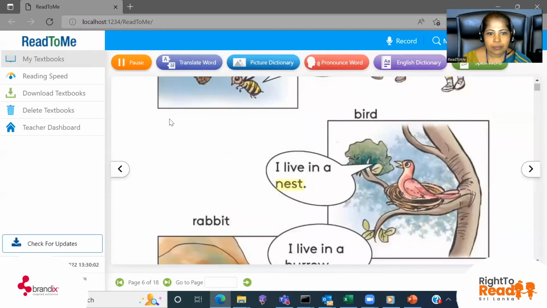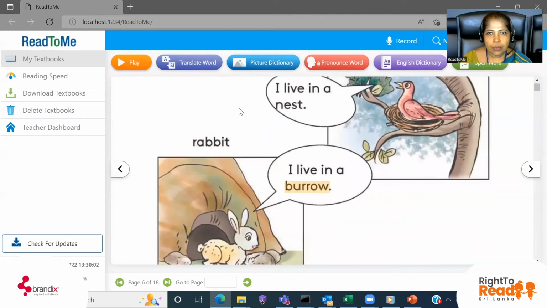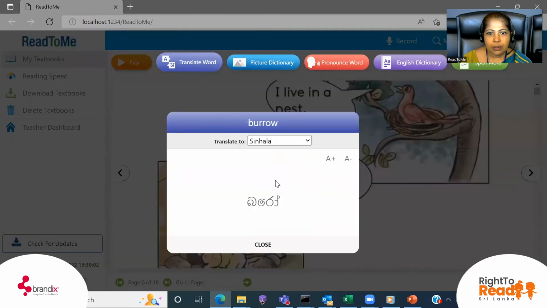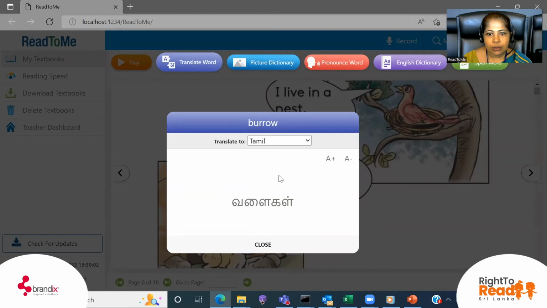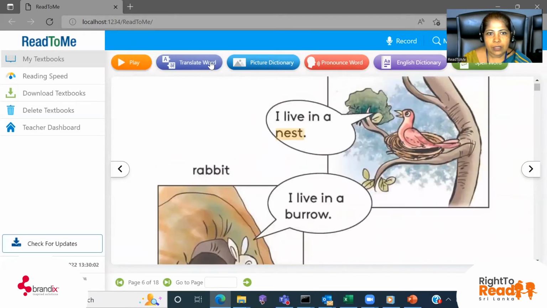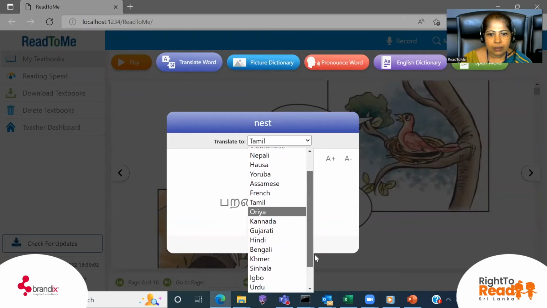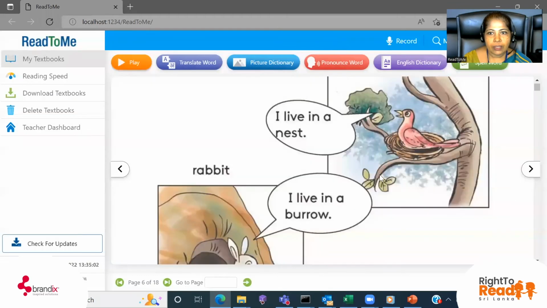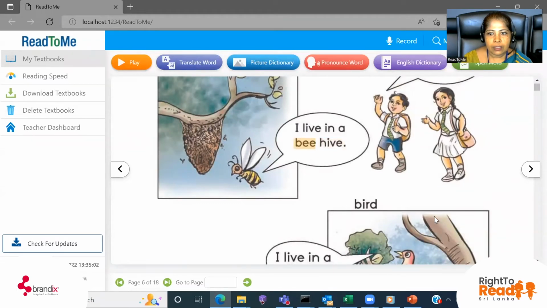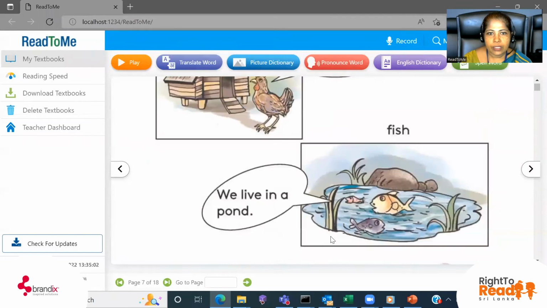Right? Yes. Nest. Rabbit. I live in a burrow. What does the rabbit say? I live in a burrow. Can you see the picture, children? So let's see. Burrow. Yeah. So it's the home of the rabbit. Nest, in Tamil, in Sinhala, kooduva, paravai koodu. Right, nest. Yeah, so beehive again is where the bee lives, right? The bird lives in a nest, rabbit lives in a burrow. Let's go to the next page.